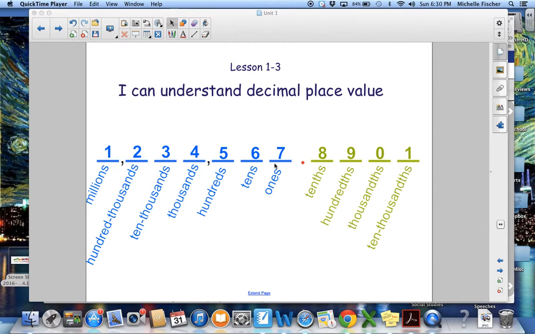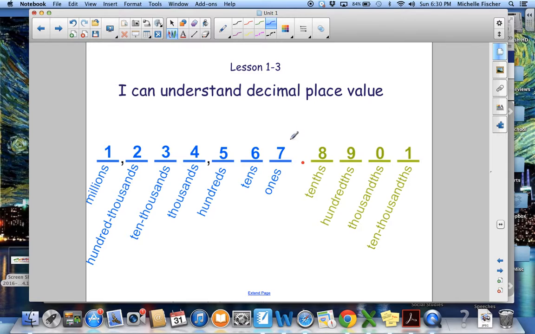Right, today's I can statement is I can understand decimal place value. So yesterday we worked with the numbers over here to the left of our decimal, and today we're going to focus on the numbers to the right of our decimal. So again we have the tenths place, the hundredths place, the thousandths place, and the 10,000ths place that we'll probably work with the most here. You know, we might not even get to the 10,000ths place at all during this lesson.